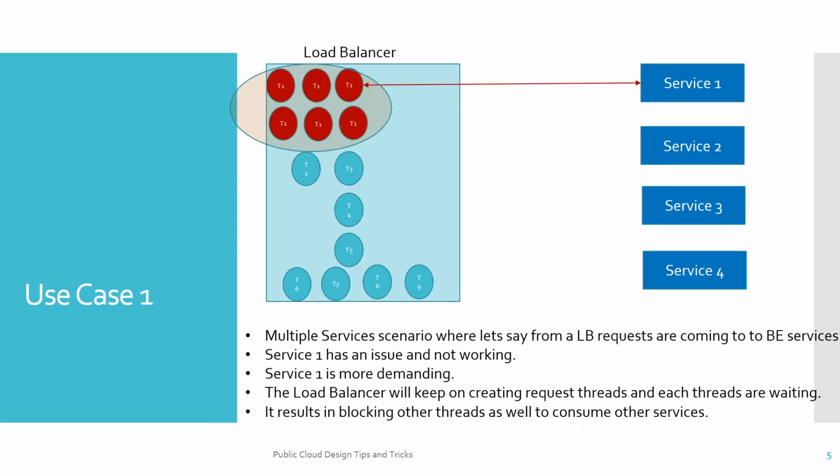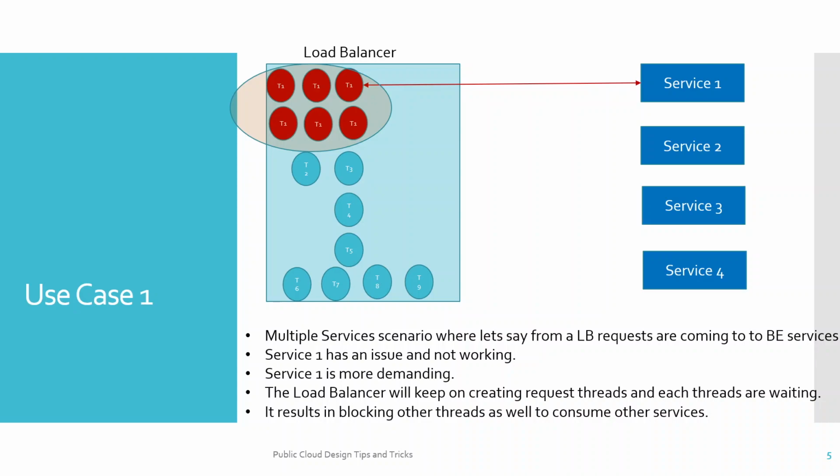Now let's discuss two different use cases. In the first use case, if you can see, there are four services running behind. These are the four downstream services, and there is a load balancer which is responsible for sending the requests to the downstream services. Here you can have an HTTP server also as a load balancer.